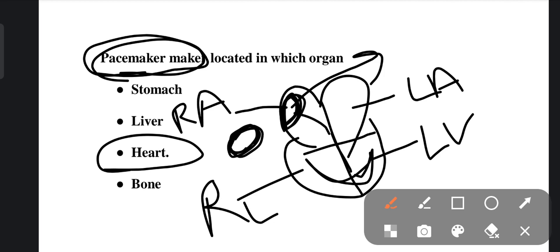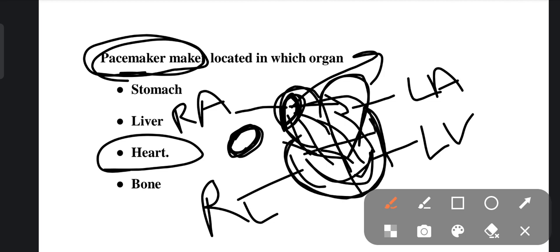So when the impulses are started, they will transfer all over the heart. During the transportation of electrical impulses, what will happen? The cardiac muscle will be contracted. At the same time, the blood which is present in the chambers will go out. After that, the remaining blood will come from the atrium to the ventricle. So that is the function of the pacemaker, which is present in the heart.